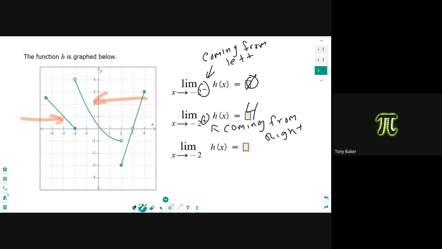What is the whole limit? Doesn't exist. For it to exist, it's got to go to the same place. Even though the left and right both go somewhere, like the last one I was looking at, where the left one didn't go anywhere, the right did. In this case, they both go somewhere, but they don't go to the same place. So in that case, the limit does not exist.